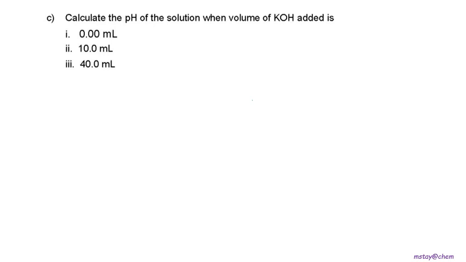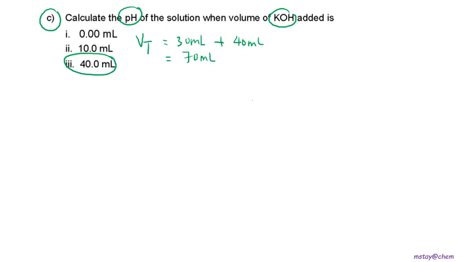Okay, now continue with question C. Calculate the pH when the volume of KOH added is 40 ml. So now we know that the new total volume will be equal to 30 ml of the HCl, which is initially in the conical flask, plus another 40 ml of the KOH that we added from the burette. So the total volume in the conical flask now is 70 ml.